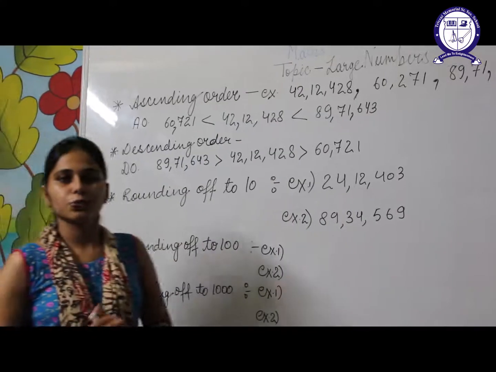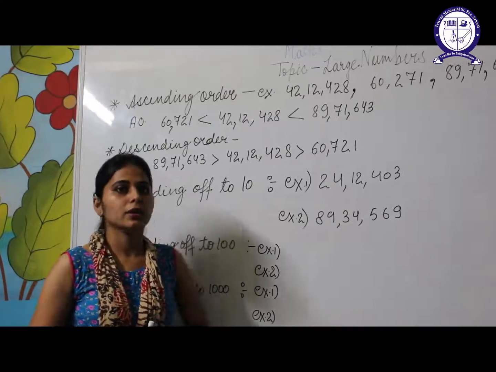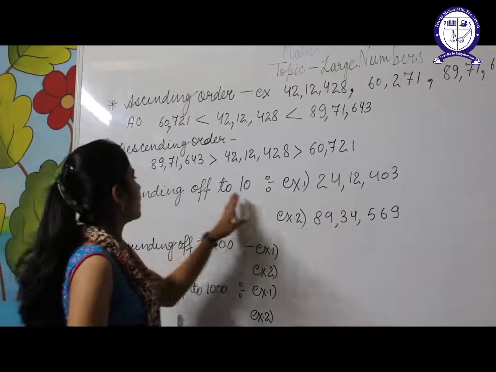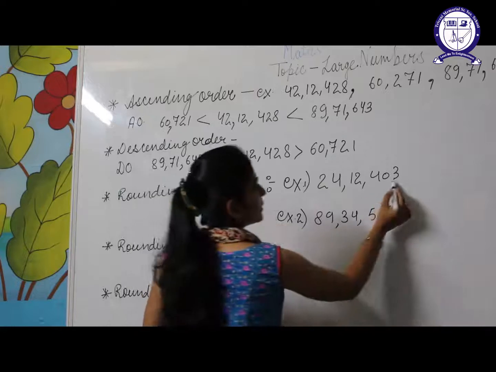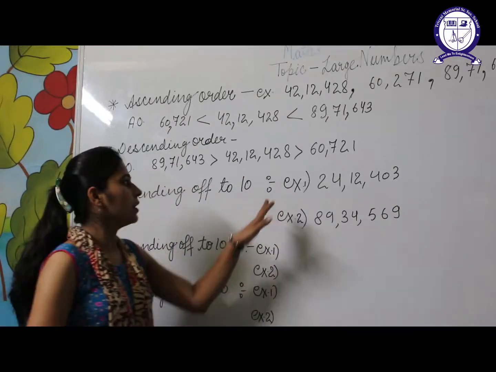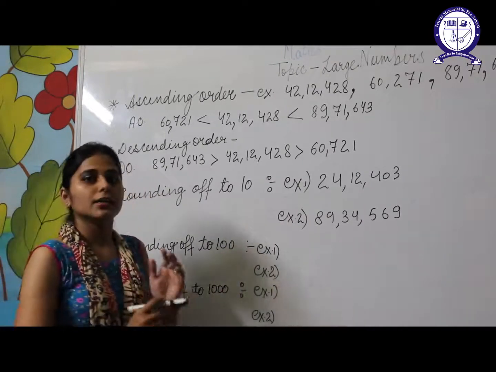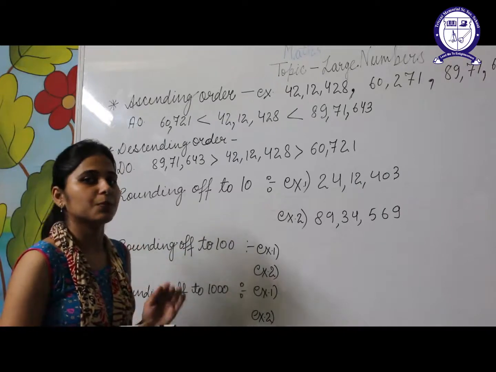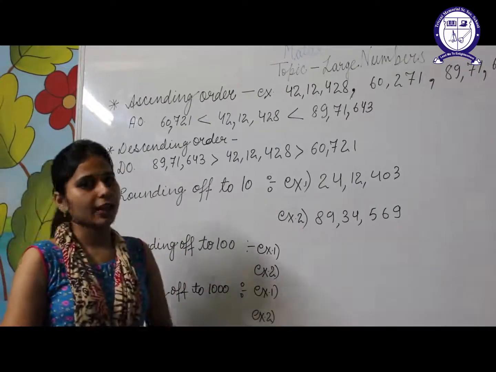Now rounding off, students. Before studying rounding off, let's clear one thing: when you have to round off a number to tens, you have to look at the digit present on the right-hand side of the tens place. If you have to round off the number to 100, then you look at the digit present on the right of the 100s place. And for 1000, the right-hand side of the 1000s place.